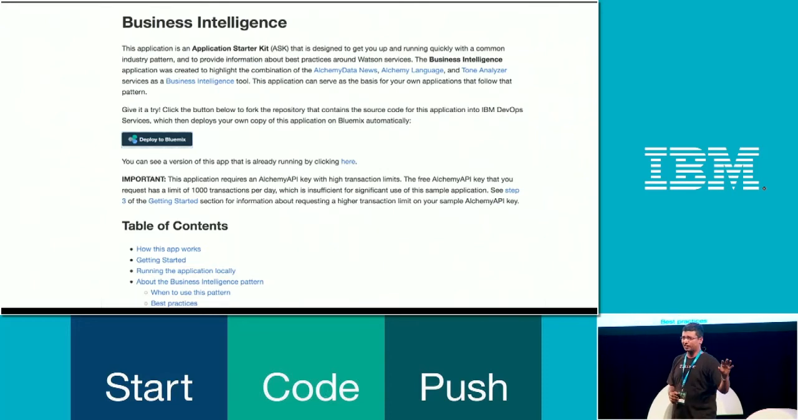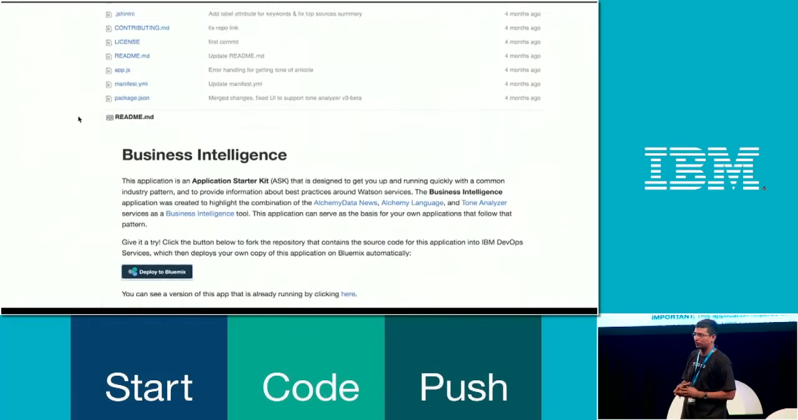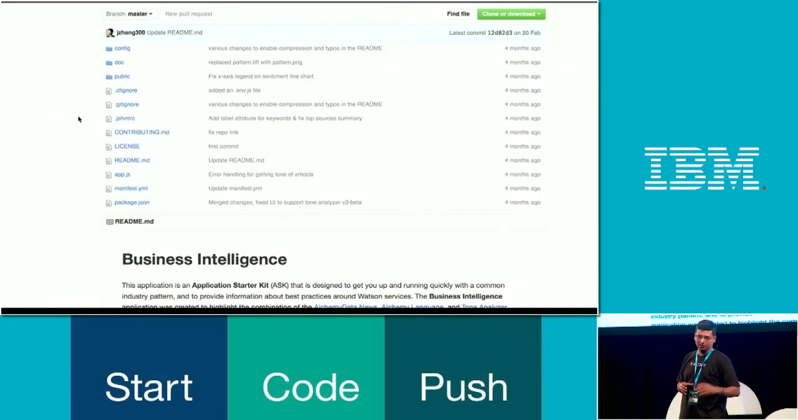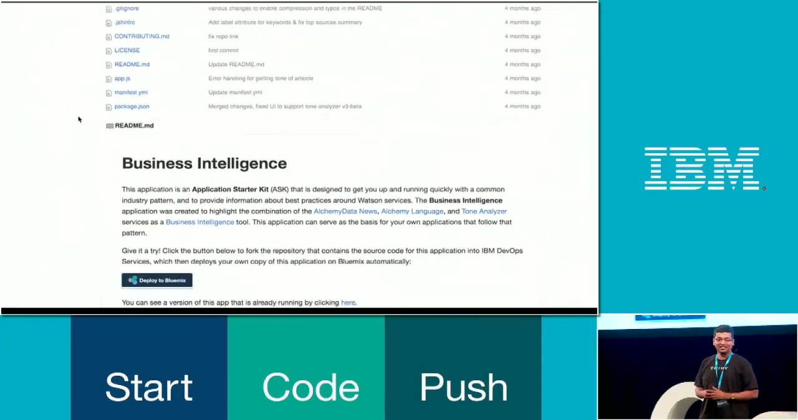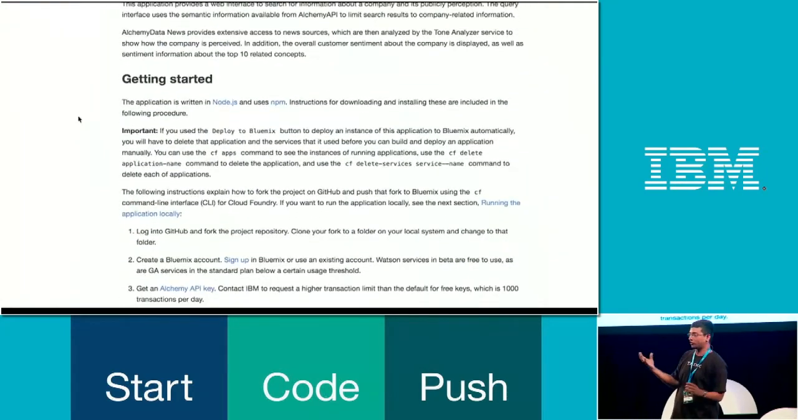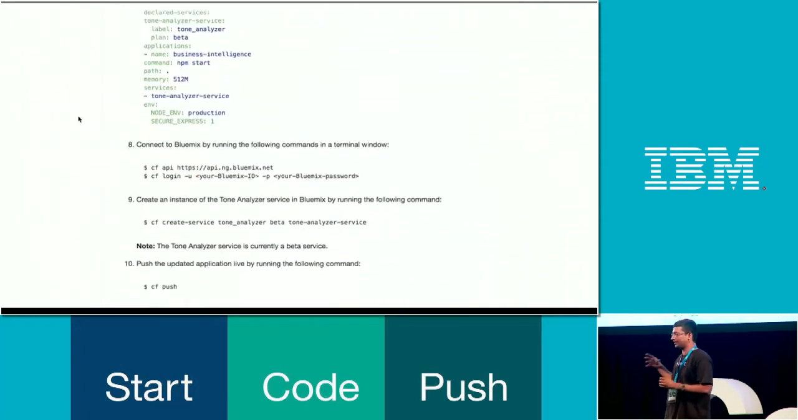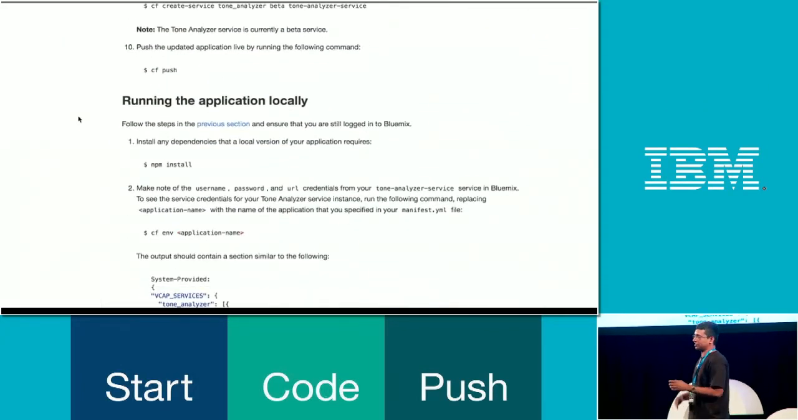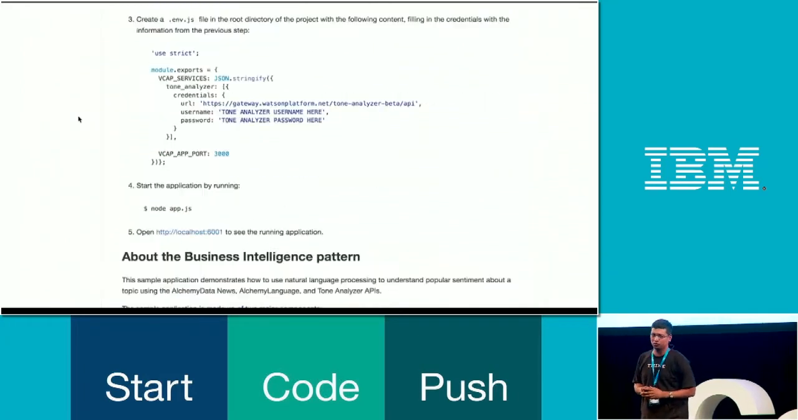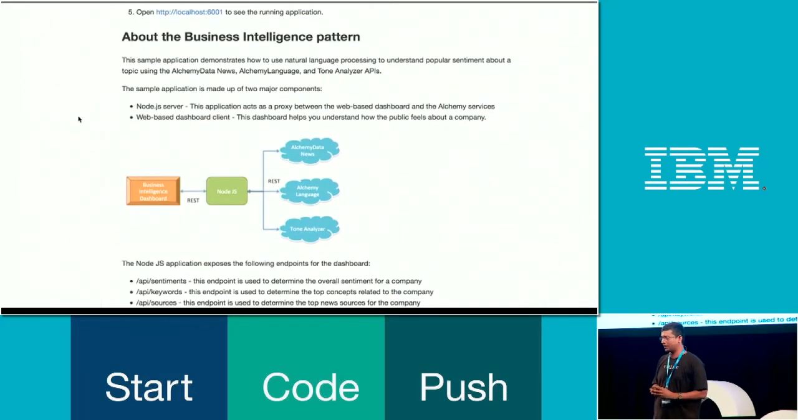So the starter kit applications are Node.js applications. I'm sure many of you are familiar with Node.js. It also has a pretty good README for a starter kit. The README talks about how to get started, and how to download the code if you want to make changes locally and then push it. It has the necessary steps to download it, run the application locally, make changes, and then push your final product into Bluemix. It also has the architectural pattern.